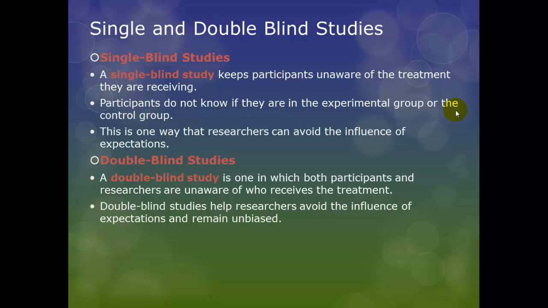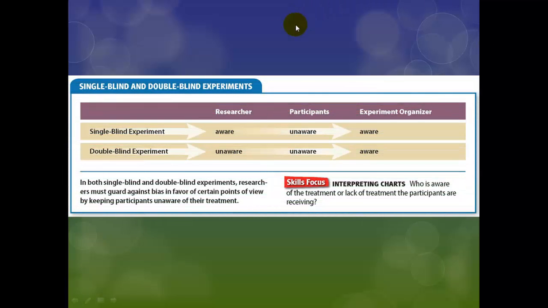Because that's the control for the experimenter effect. If the experimenter or researcher knows what each group is getting, he may be biased and interpret the results more favorably. So in a double-blind study, only the experiment organizer is aware. In a single-blind study, both the researcher and the experiment organizer are aware. In a double-blind experiment, the researcher is unaware to control for any bias, and the participants are unaware, but the experiment organizer is still aware.